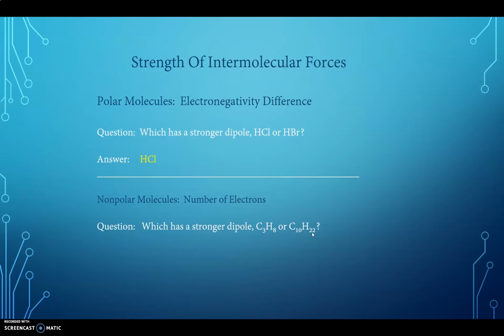C10H22 has 82 electrons in the molecule. And our rule is whichever molecule has the greater number of electrons should have the greater temporary dipole. And so decane will have stronger bonds than propane. And it's pretty obvious if you looked at the two substances, because propane is a gas at room temperature and decane is a liquid. The reason decane is a liquid is because there are stronger bonds between the molecules holding them more tightly together.